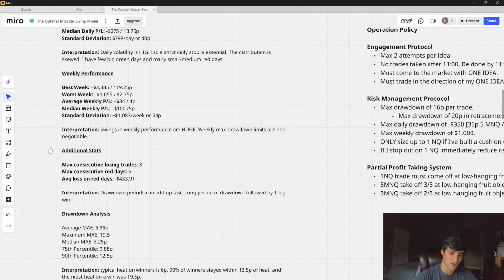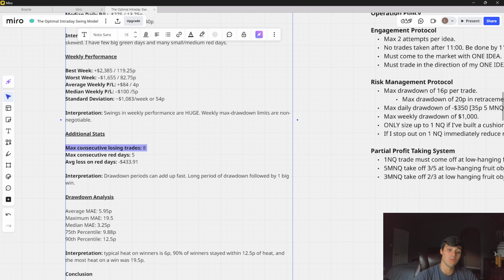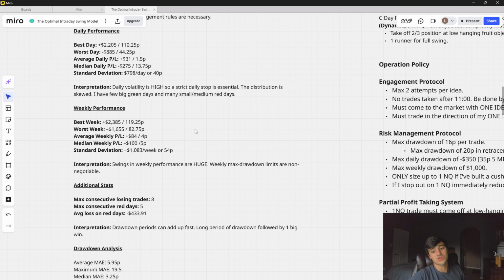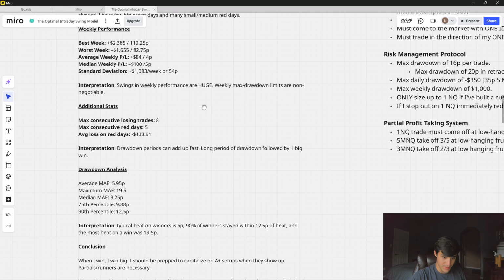And then some additional stats also help me figure out what I need to do in terms of risk management. Max consecutive losing trades, 8. That is a lot, right? So my drawdown is going to have to be managed 100%. And if I can't do that, then this eval is going to be blown 100%. The max consecutive red days that I had was 5. So drawdown periods can add up fast for me, 100%. Long periods of drawdown followed by one big win, which is basically how I'm trading at this point in time, which is why I need to implement strict drawdown rules and strict engagement rules.